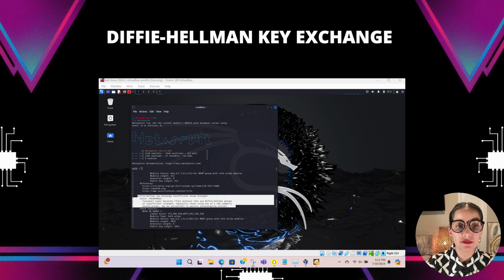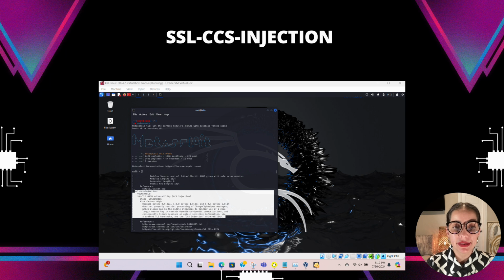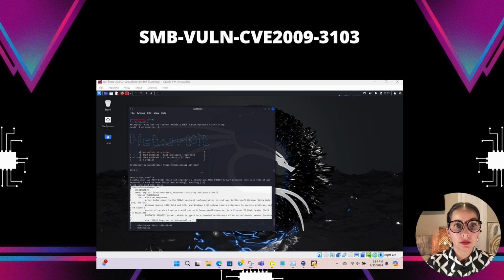The next vulnerability found was Diffie-Hellman key exchange. Services that use a group of insufficient strength may be susceptible to passive eavesdropping attacks. Next is the SSL CCS injection, which is a high risk factor allowing man-in-the-middle attacks. And our next one is the SMB vulnerability CVE-2009, which affects Windows.